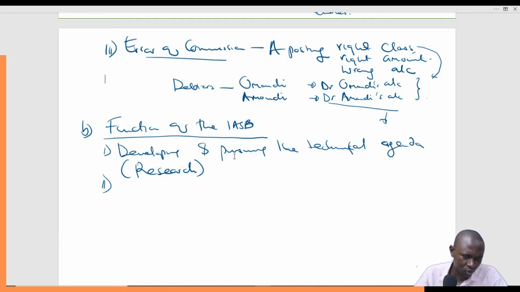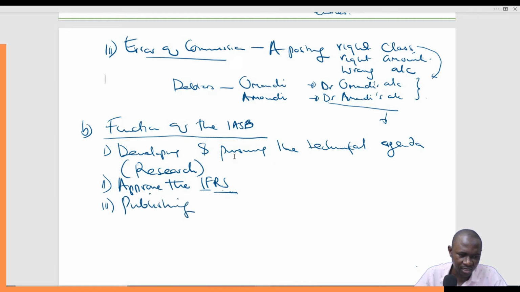Then the other function of the IASB is to approve the IFRS, the International Financial Reporting Standards. So once the development has taken place, research and whatever, at some point it has to be approved before it can be published. So they are tasked with the mandate of approving and publishing the IFRS to the public.